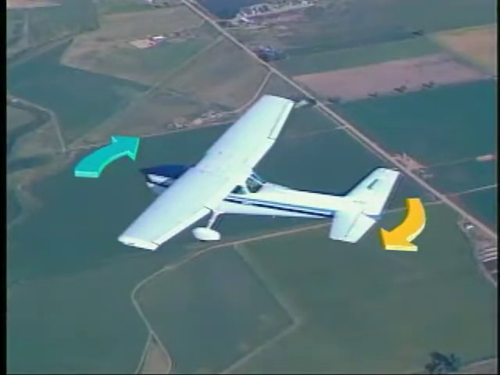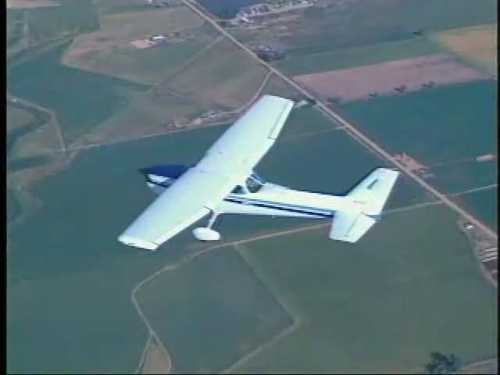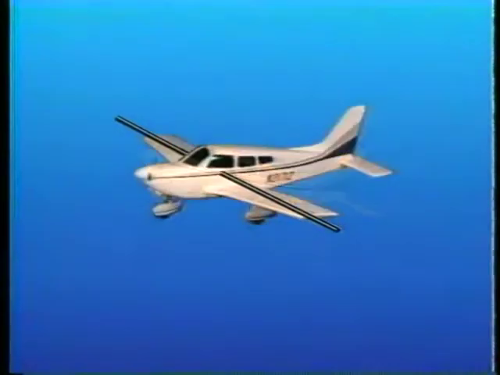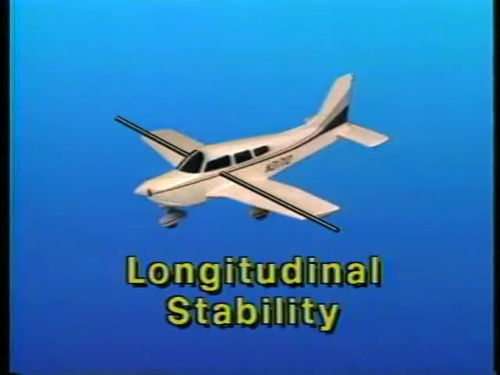Keep in mind that the rudder is not used to turn an airplane in flight. Its primary function is to align the fuselage with the direction of flight. Now let's look at stability about the lateral axis, which is called longitudinal stability.